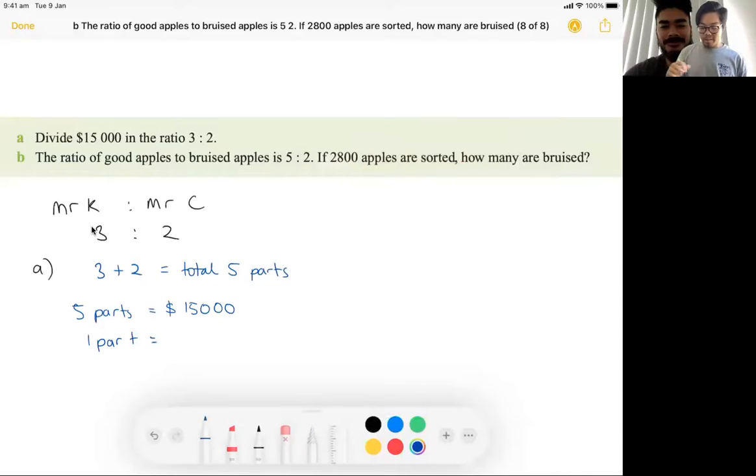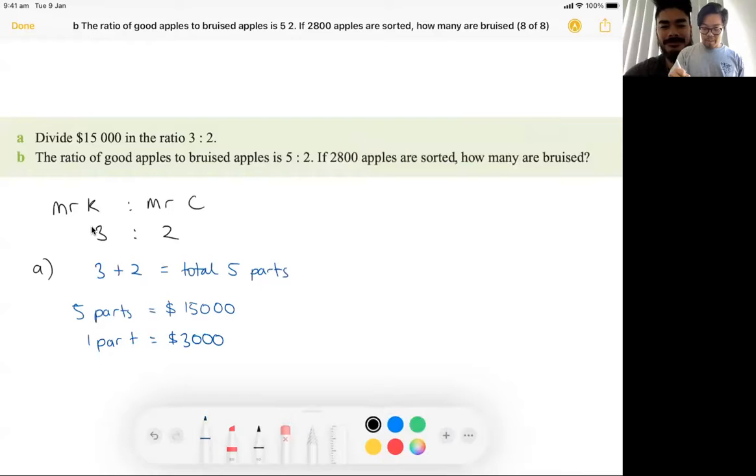So if that's 5 parts, all I need to do is divide it by 5. 15,000 divided by 5, you're going to get 3,000. And so from here, you can see that one part is worth $3,000.